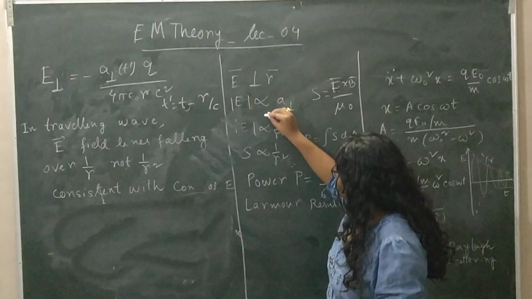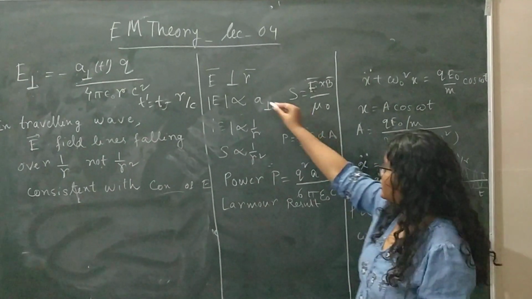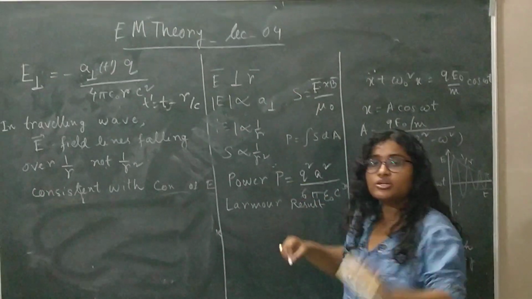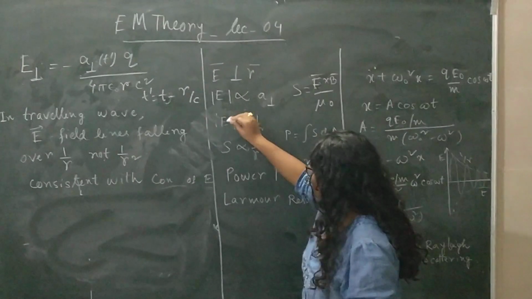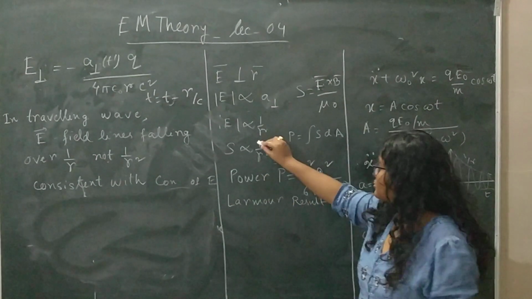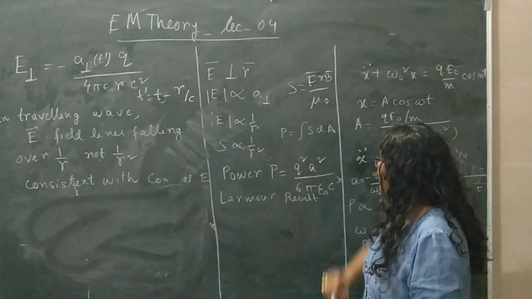Electric field is proportional to the perpendicular component of the acceleration, that is, the variation of the electric field is proportional to a sin theta, a sinusoidal variation. For the travelling wave, electric field is proportional to 1 by r, and the Poynting vector is proportional to 1 by r square.